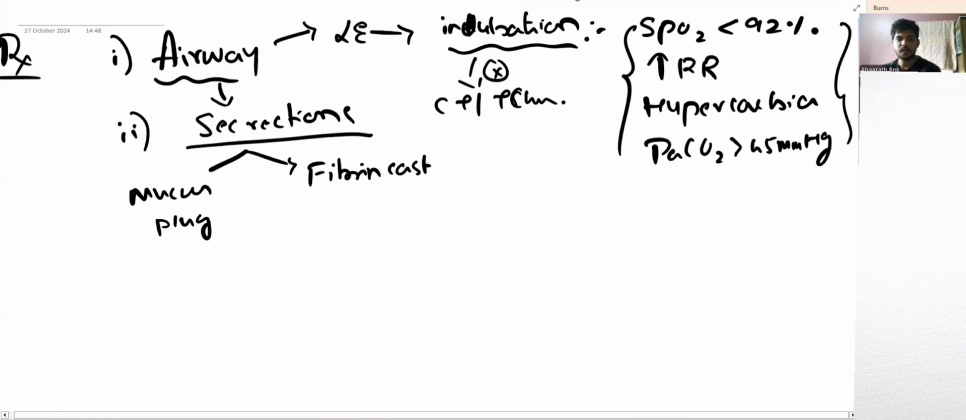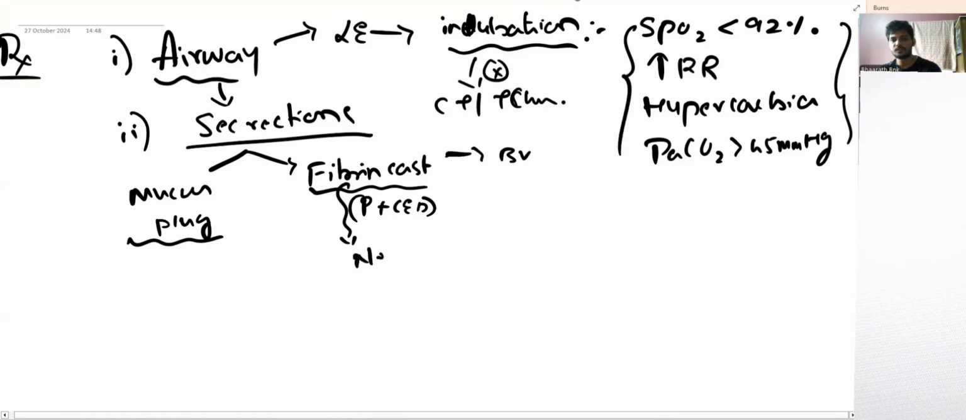Now this mucus plug, the patient coughs out and it can be cleared, but a fibrin cast cannot be cleared because it is a protein plus ciliary epithelial debris which get inspissated, and this can lead to ball valve mechanism. Now, to make this fibrin cast soluble, you can use nebulizations.